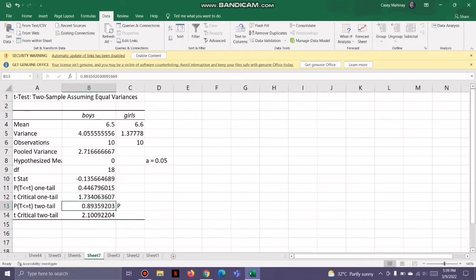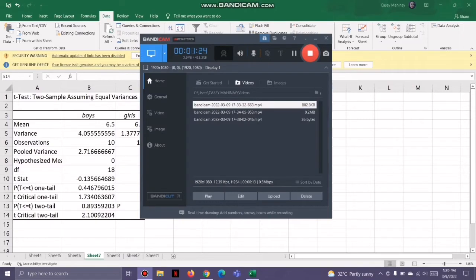Since our p-value is higher than our level of significance, we should reject the alternative hypothesis and proceed to the null hypothesis. Since the p-value is 0.893592, which is more than the 0.05 level of significance, we reject the alternative hypothesis and conclude the null hypothesis. There is no significant difference between the boys and girls who normally sleep every day in a two-tailed test at 0.05 level of significance.